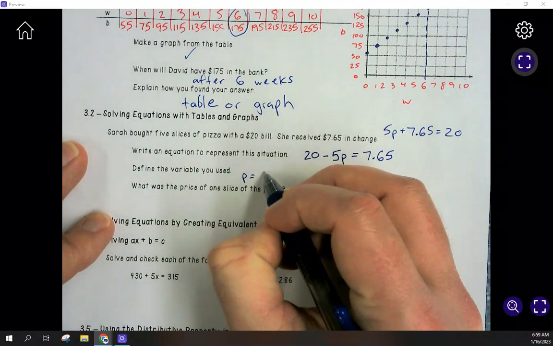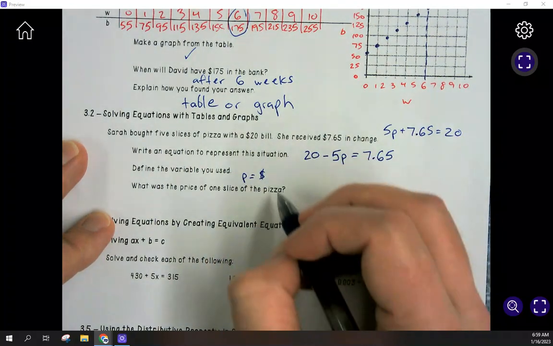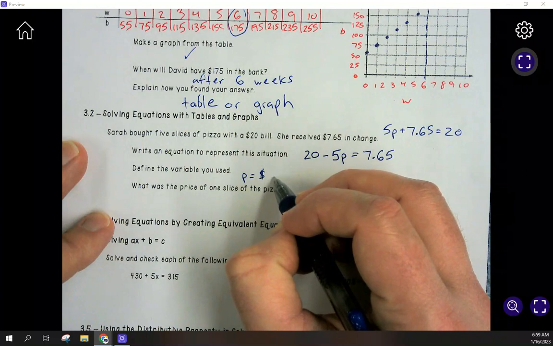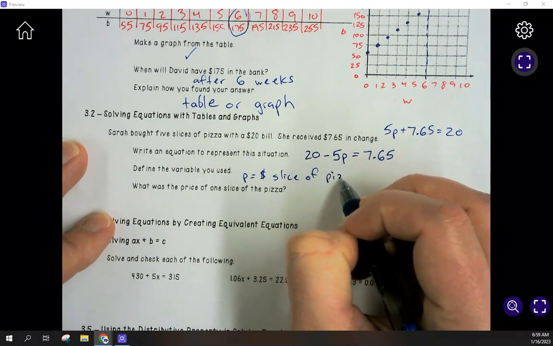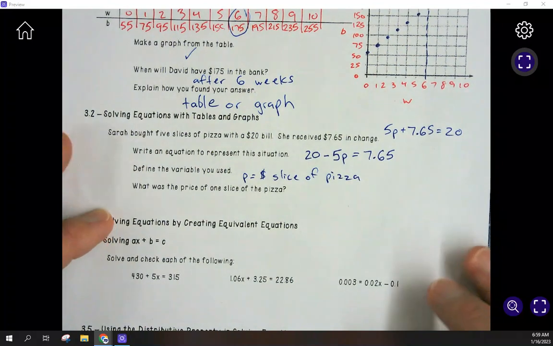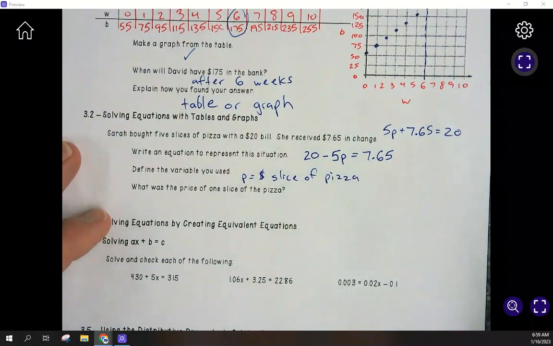All right, so we're going to define the variable. P represents the cost of a slice of pizza. And then you'd actually have to go solve this here. So they're asking you what's the price, so we are going to go ahead and solve.